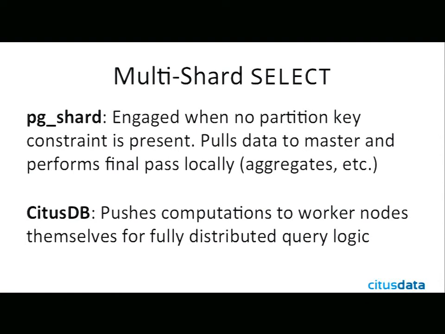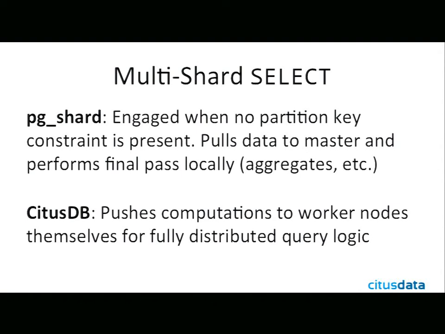For multi-shard selects, these get engaged when you don't have a partition key. The logic here is different in that PG shard pushes down the filters and the projections to the worker nodes, pulls the remaining data to the master node, and then does a final pass. That's where it applies the aggregates, the group by operations, and the window functions.